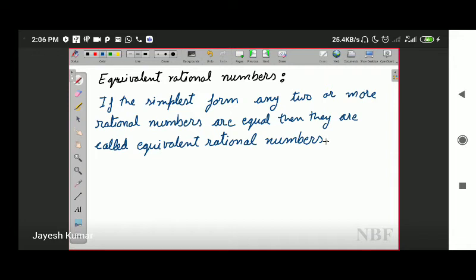Then they are called equivalent rational numbers. Okay. So we have again a new term. New term, what is simplest form? First of all, let us understand what it is. Let us take an example.